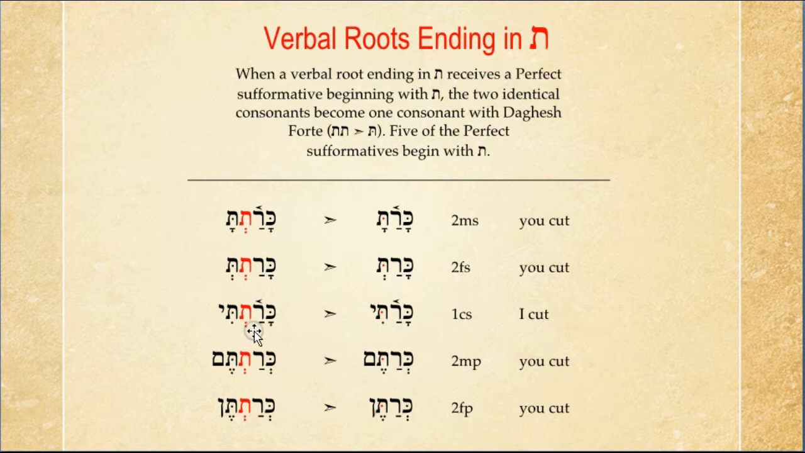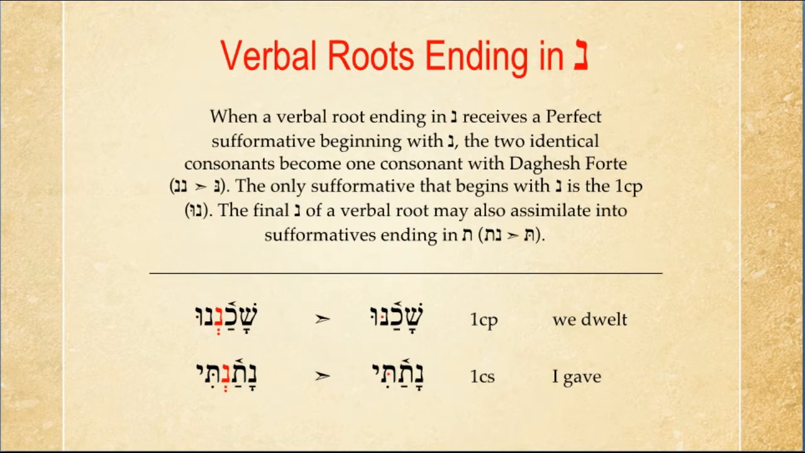You have the verb karat still, and it says karati. So you have two tavs bumping against each other, and they turn into a single one, and it just becomes karate with the dagesh forte in the tav. So there's a bit of assimilation that happens here that you need to know. The only reason it happens is because the root happens to end with the same letter that the ending begins with. So there's that bumping action, and the fusion occurs.